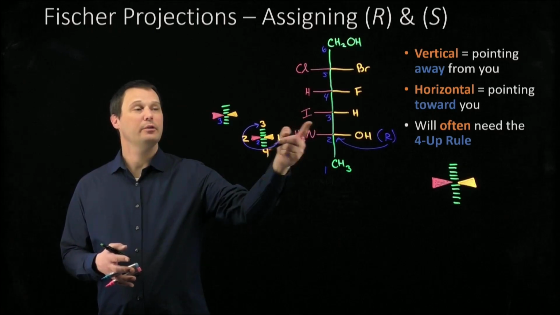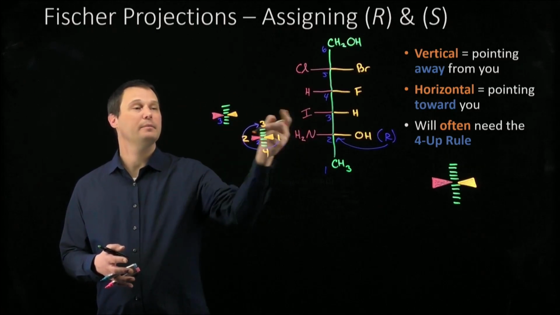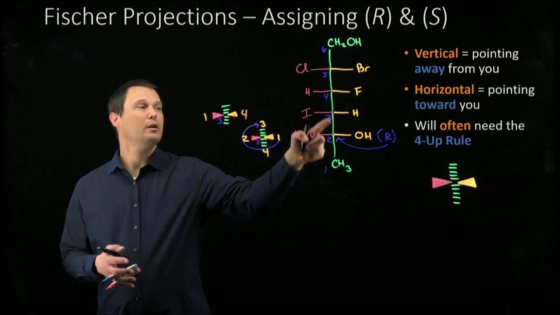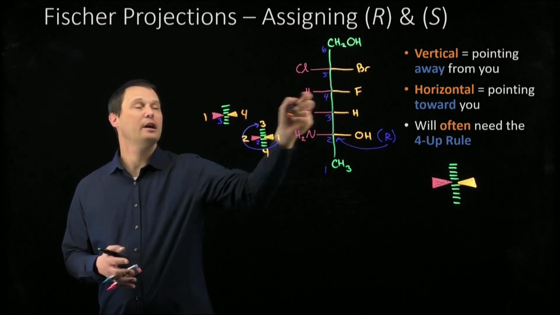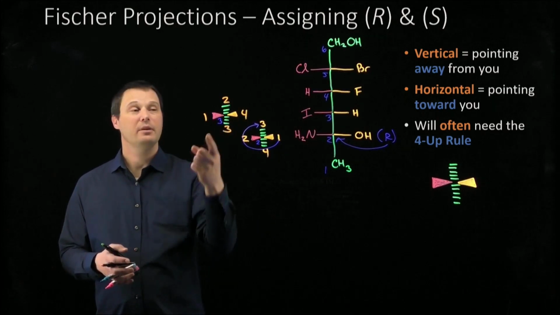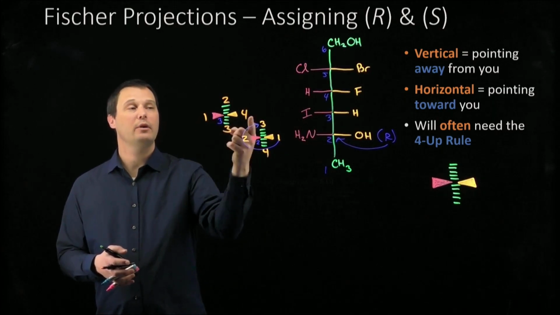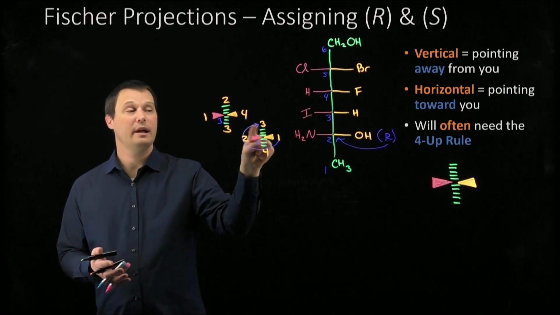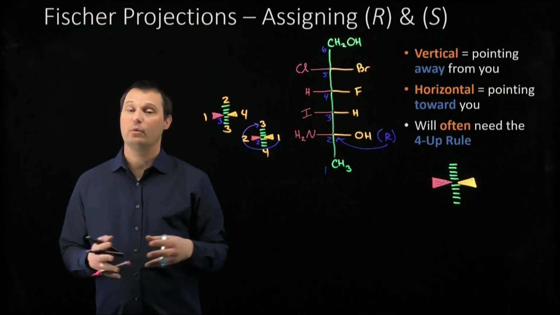For stereocenter number 3, we'll need to assign the priority labels. Iodine will be priority number 1. Hydrogen will be priority number 4. The carbon chain with the fluorine has the higher atomic number, so that will be priority number 2. And the other carbon chain will be priority number 3. Here, we've identified priority number 4 as one of our horizontal groups pointed towards you as the viewer. That means we can't use our regular clockwise and counterclockwise circles. Instead, we'll use the 4 up rule.